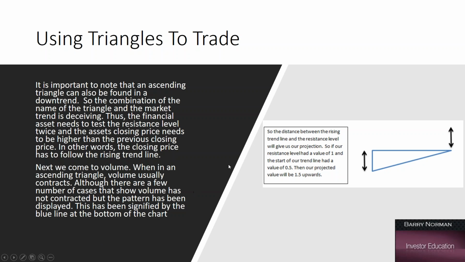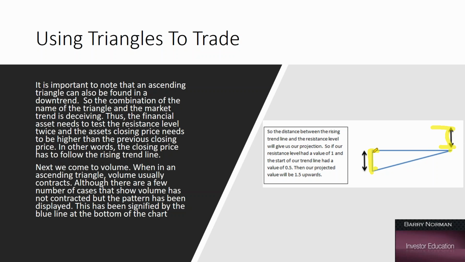Now, to help you decide to trade when it fits these rules, there is a correlation between the width of the triangle and the price movement you could expect. So the distance between the rising trend line and the resistance line gives us our projection. So in other words, when you measure the distance of the support line and resistance line forming the triangle from the point they began, when you have your breakout it should give it the momentum to carry an equal distance.